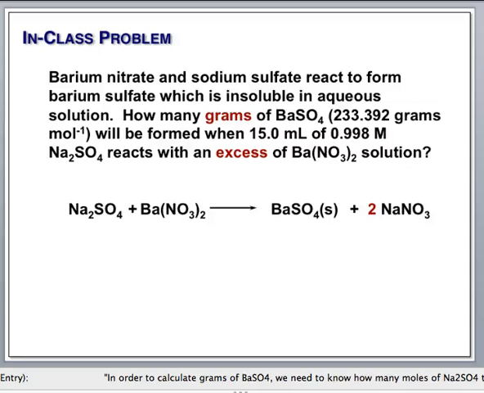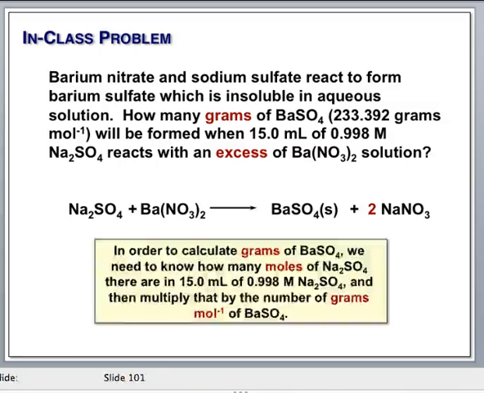What we need to do is to realize that every mole of sodium sulfate is going to give us 1 mole of barium sulfate, right? So we know a concentration and a volume. So we know how many moles of sodium sulfate we have, right? Once we know how many moles, we know how many moles of this we should get. And once we know how many moles, we can figure out how many grams we should get.